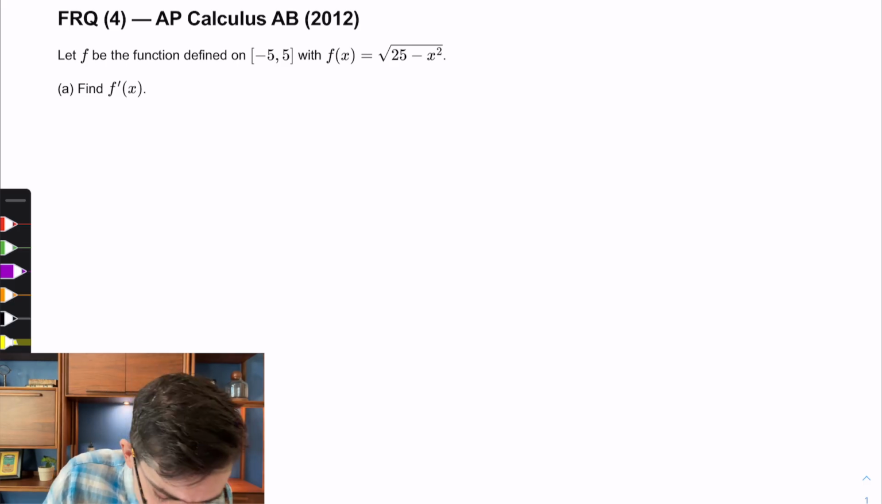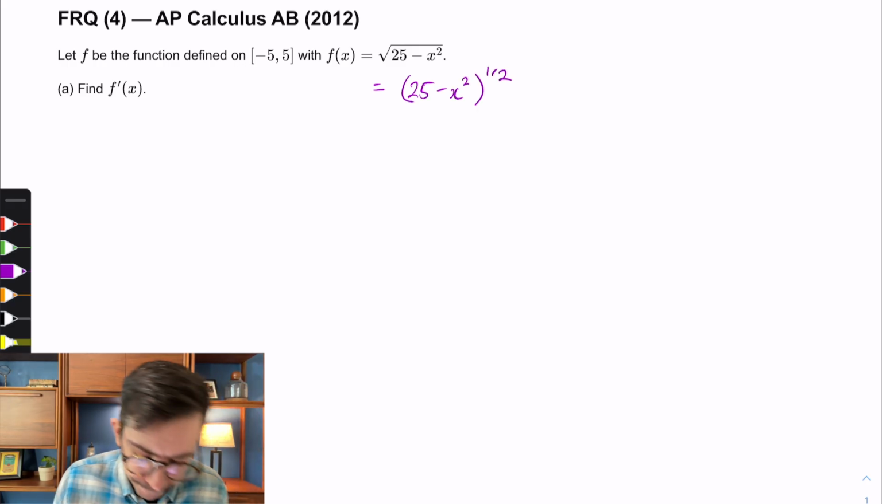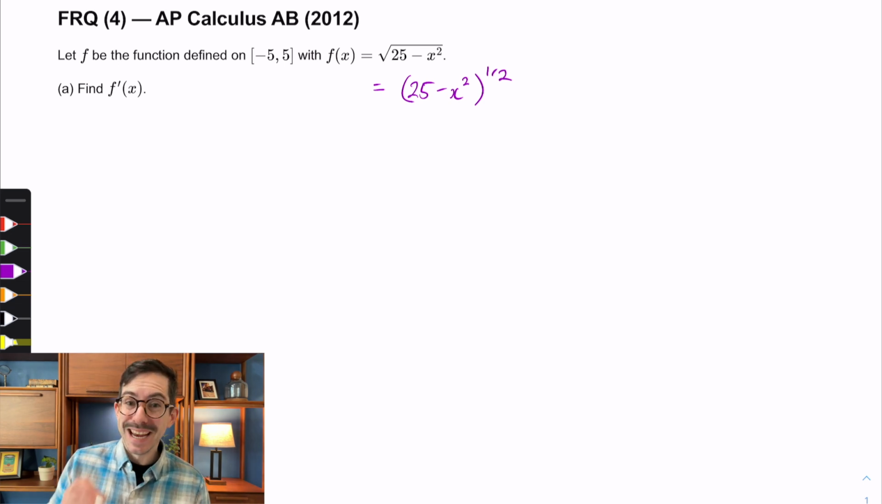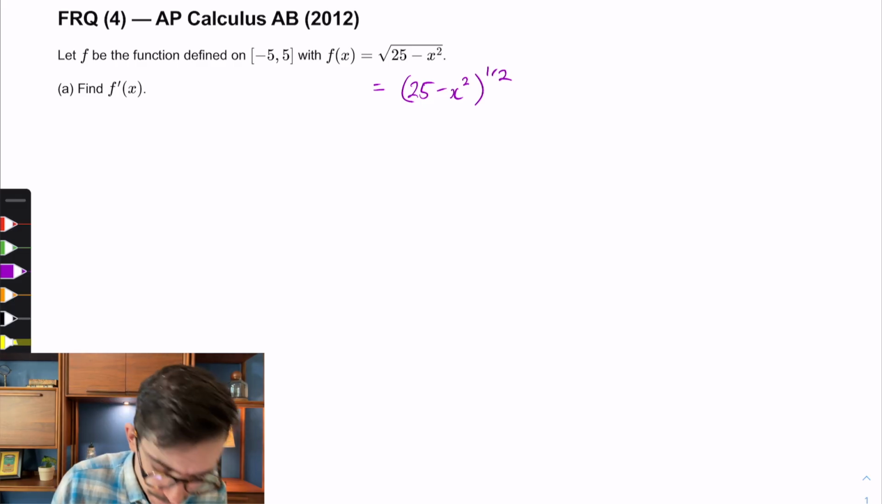Now, when I look at this function, I notice I can write it as 25 minus x squared to the 1/2. I've done that because it's going to help me take the derivative as soon as I spot that this is a chain rule question. There is an inner function and an outer function, right? F is a composite function.